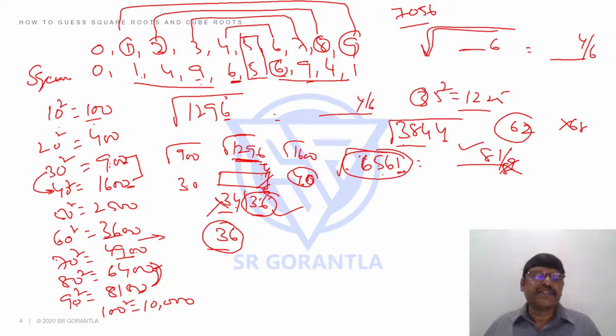Yeah, 7056 is again between 64 and 81. Hence, it should be between 80 and 90. Unit place is 6, means it will be either 84 or 86. Now, students, is it 84 or 86?